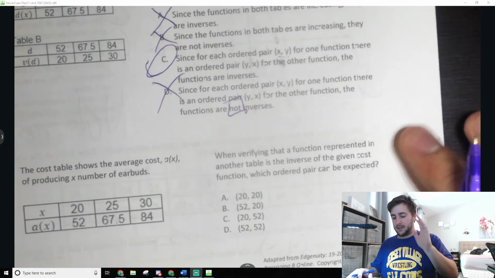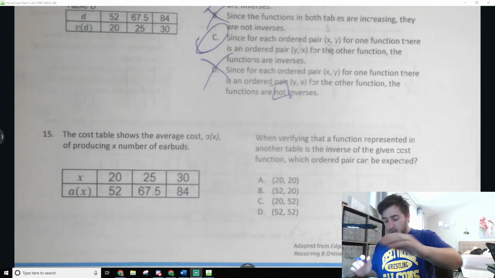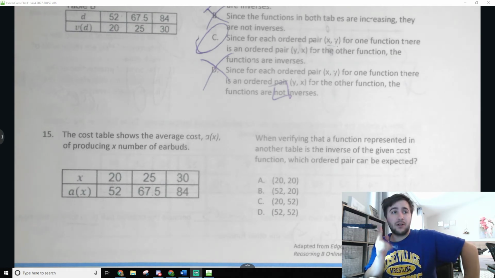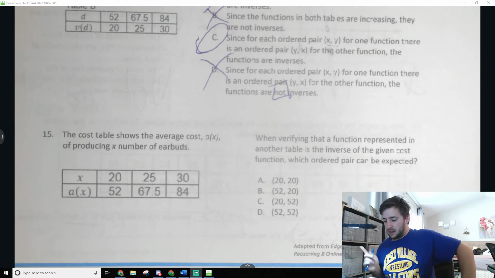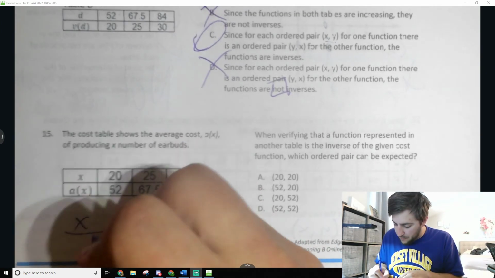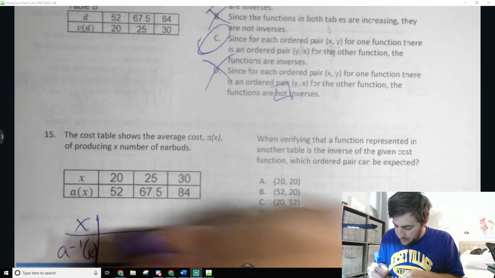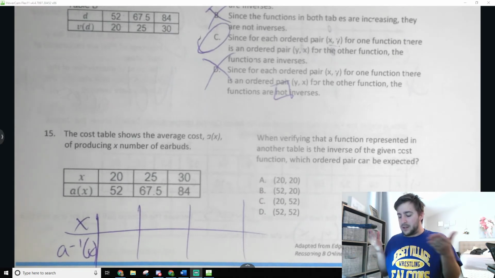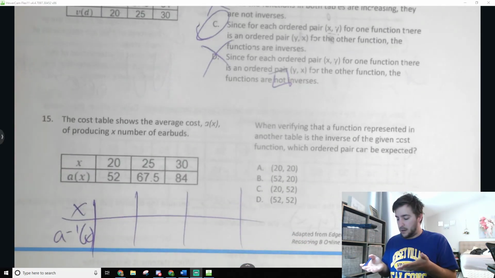Okay. Lastly, let's just do this last one here. The cost table shows the average cost of producing x number of earbuds. So we just got a function. We don't have an inverse. When verifying that a function represented in another table is an inverse of the given cost function, which ordered pair can be expected? So if we knew that we had an inverse, if we knew that we had that a to the negative 1 of x, right? It's saying what points would we expect to see in here?